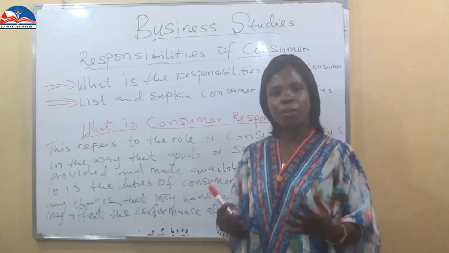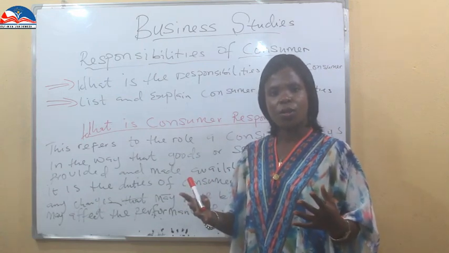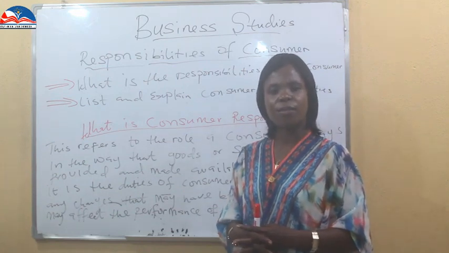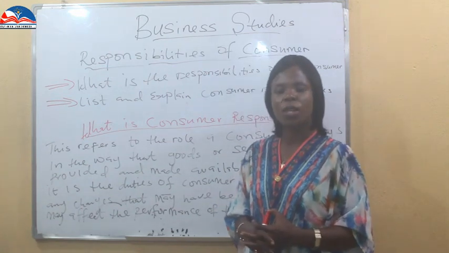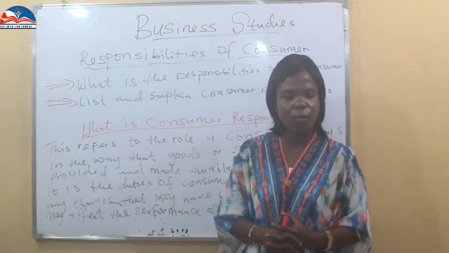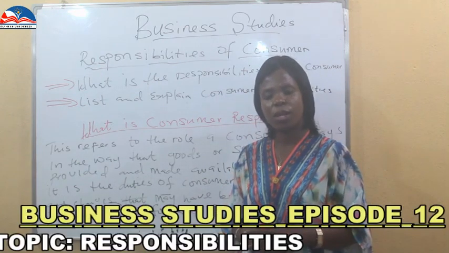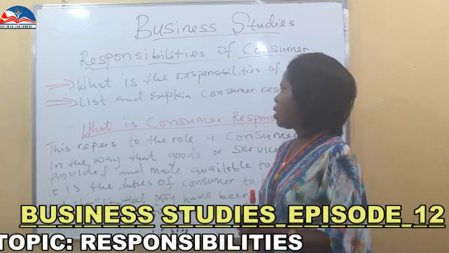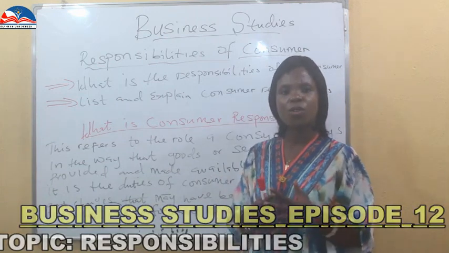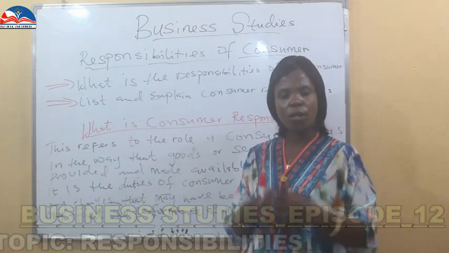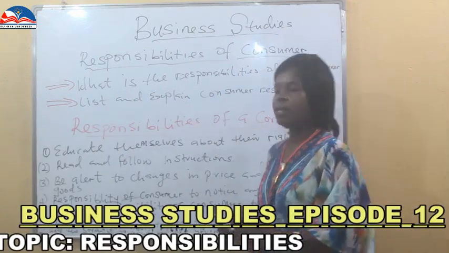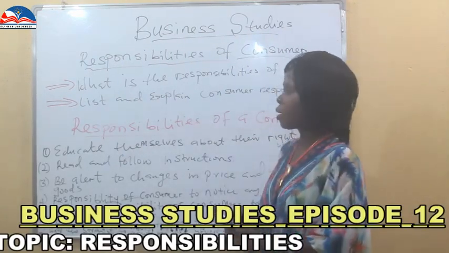So it is a responsibility on his part to be aware of his environment, the products that come in, the services that are going to be rendered to him, what changes have occurred, and what new things have been put in place. That is his responsibility. Let's now explain some of the consumer responsibilities. What are those responsibilities that a consumer owes to himself to be aware of? Let's take the second point on our objective: list and explain consumer responsibility.